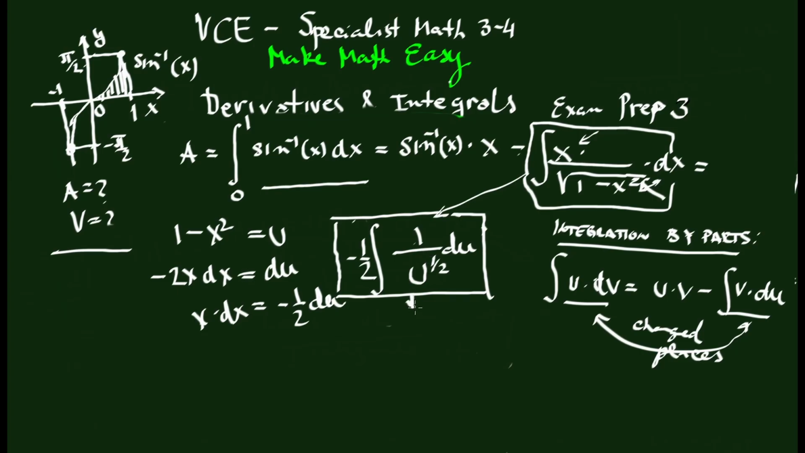And this integral becomes minus 1/2, and here we have u to the power minus 1/2. The minus 1/2 plus 1 is plus 1/2. 1 divided by 1/2 is 2, so times 2, and we have times u to the power of 1/2.